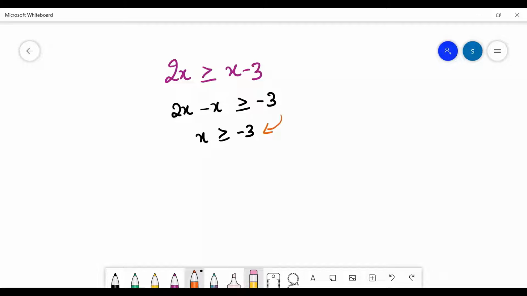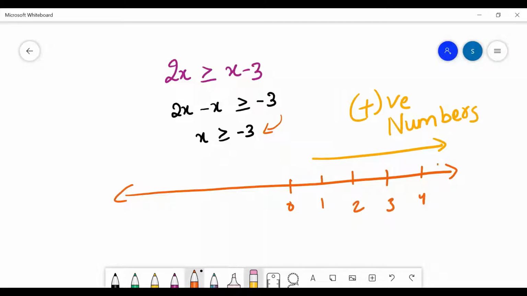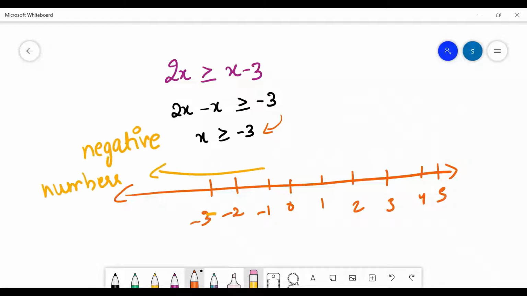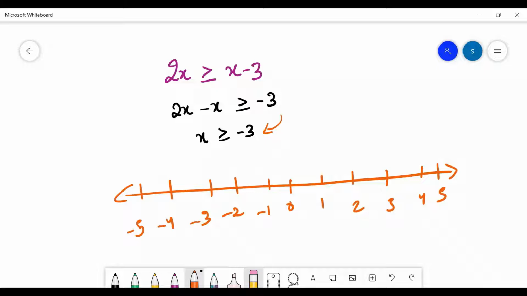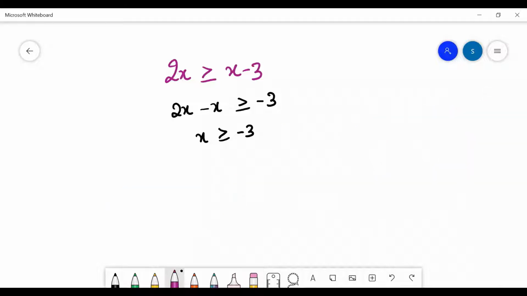Here to represent this inequality, I'm going to draw this number line. You have 0 here, 1, 2, 3, 4, 5 and so on. And here you have negative numbers. Now here it says that x is greater than or equal to minus 3. So I'm going to take minus 3 and all the values above it. So I'm going to use the second symbol. I'm going to put this symbol and draw the line to the right of minus 3. So that's with the number line.